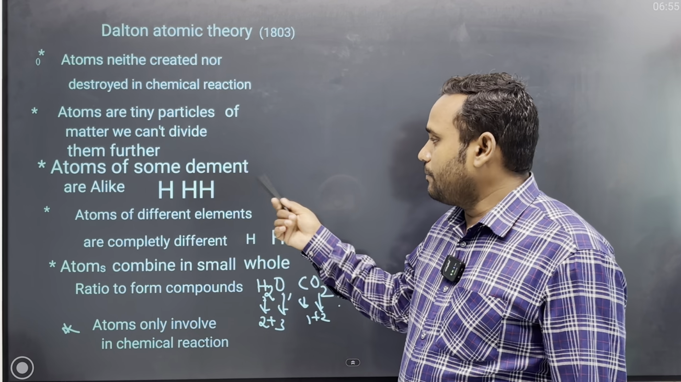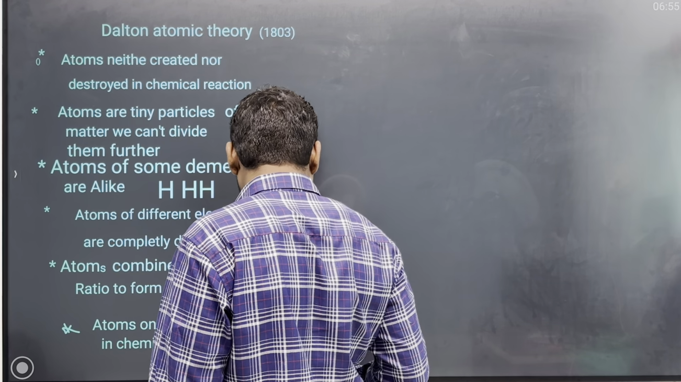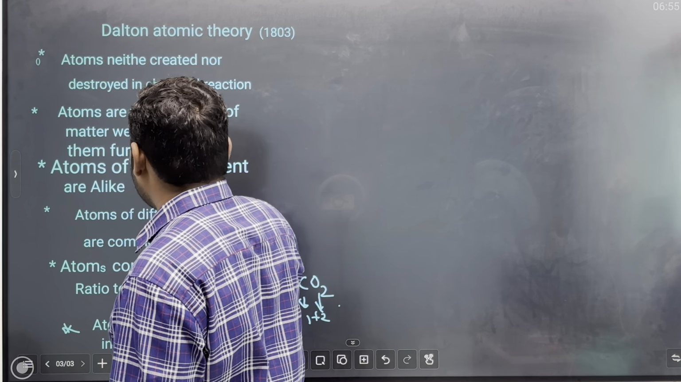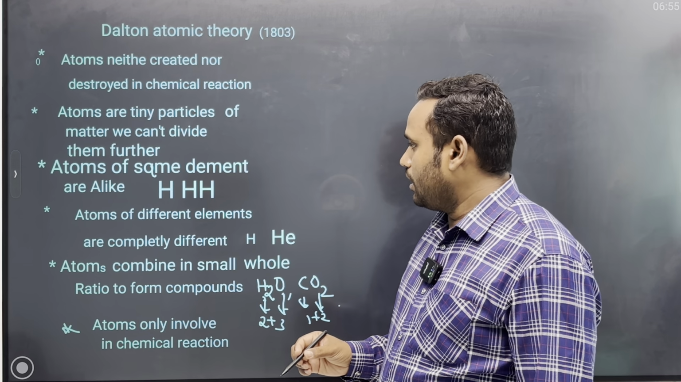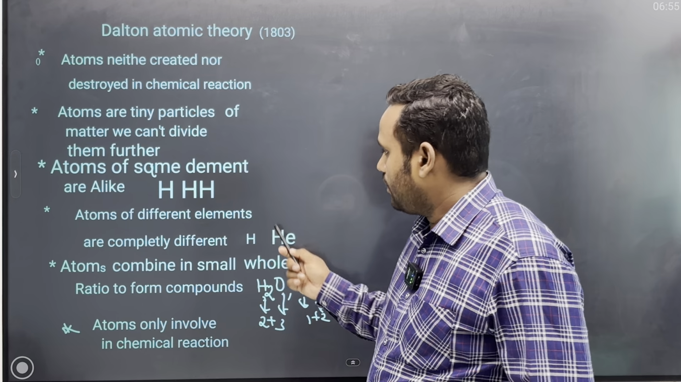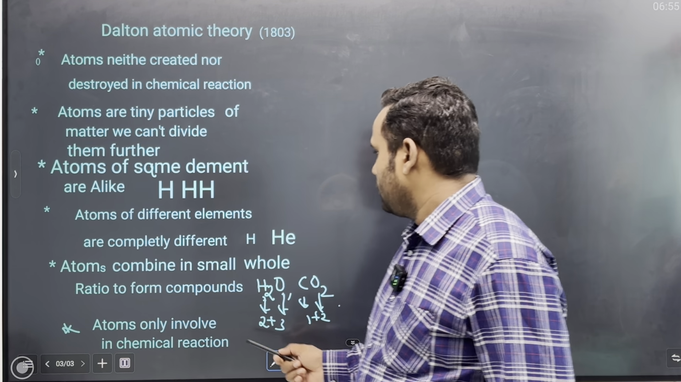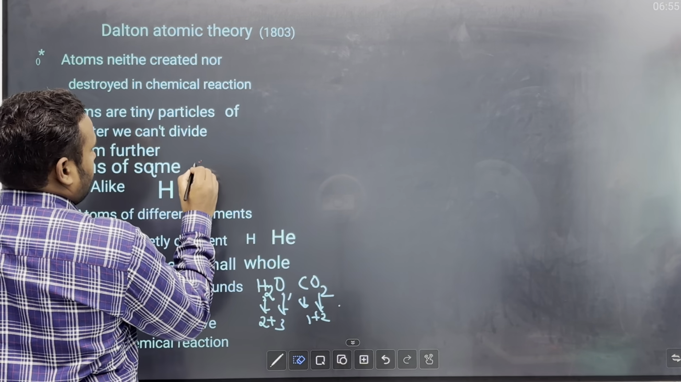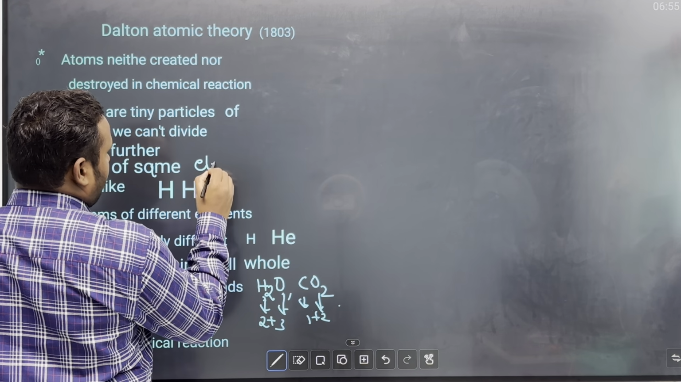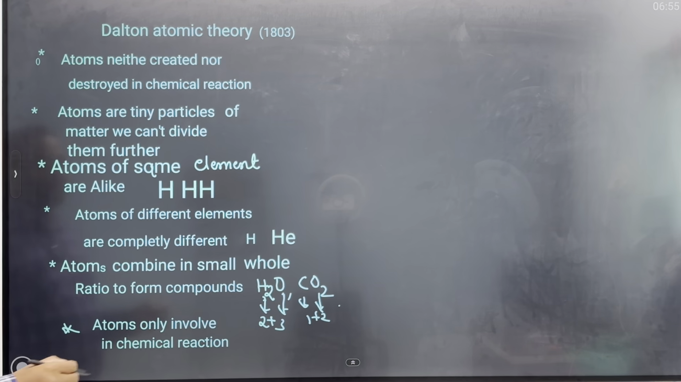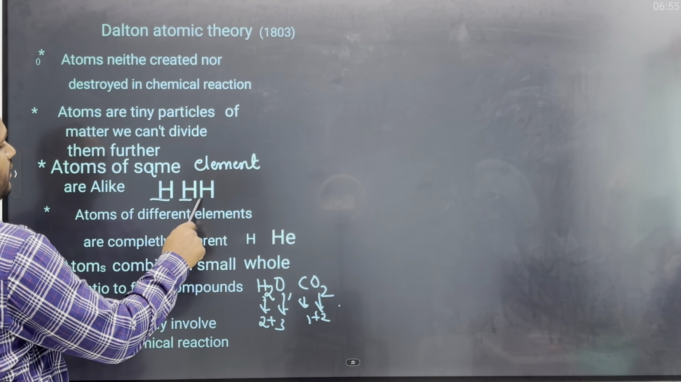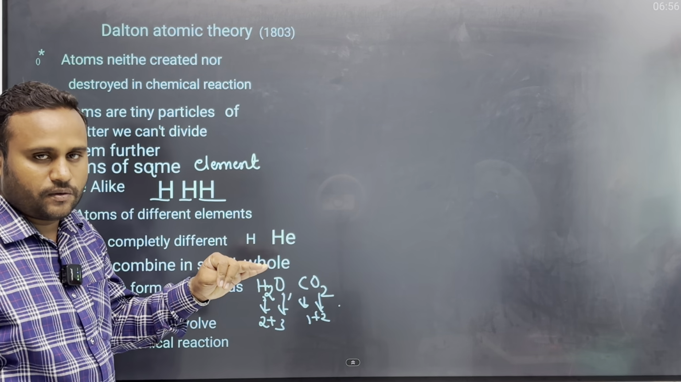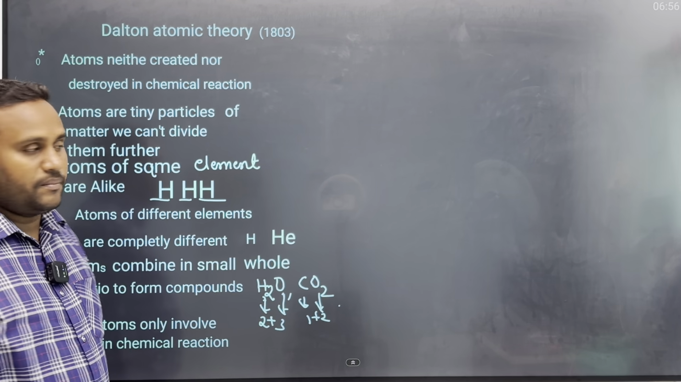Next, atoms of same elements are alike. For example, we are going to take hydrogen. When you compare the properties of these three hydrogens, they have the same mass number, same atomic number, same number of protons, same number of electrons, and same chemical properties.